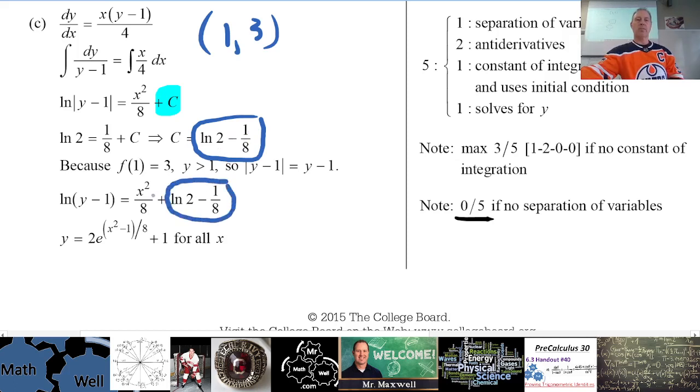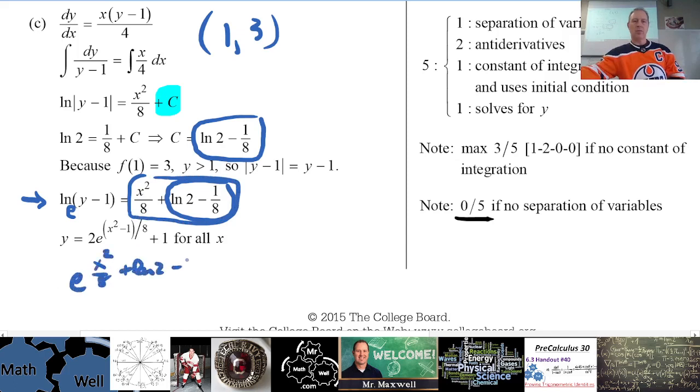We've inserted it there. So now to get from this step here to solving for y, because you have to solve for y, we exponentiate is what it's called. And because this is a base e down here, we have to rewrite it as e to the power of all this. So e to the power of all this equals, and I think they maybe skipped a step there, but it's e to the power of x squared over 8 plus ln 2 minus 1/8. And then that equals this absolute value of y minus 1.